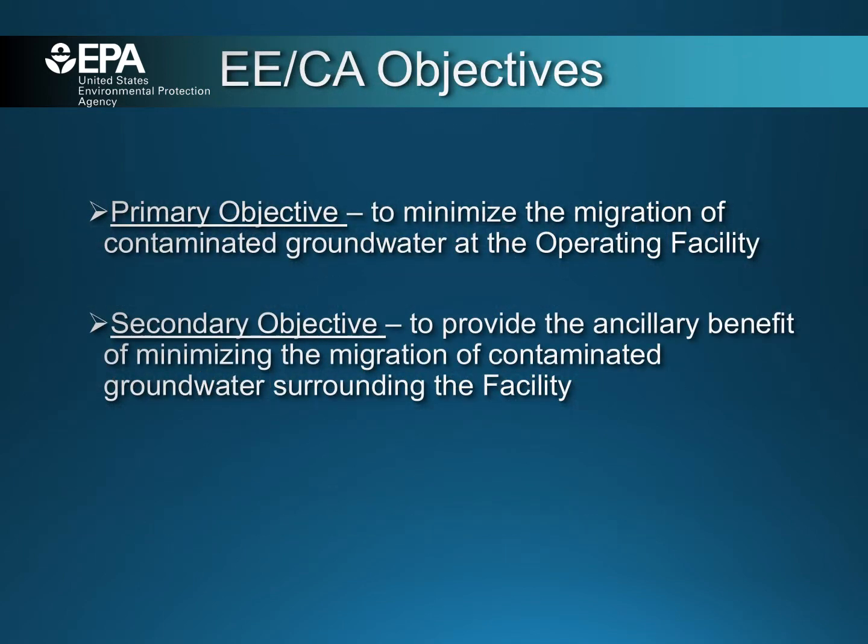The ECA objectives were broken into two areas for grading of the action alternatives. The primary objective is to minimize the migration of contaminated groundwater at the operating facility, which is where the highest concentrations of contamination were found. This includes the facility building where the current subslab depressurization system is located.